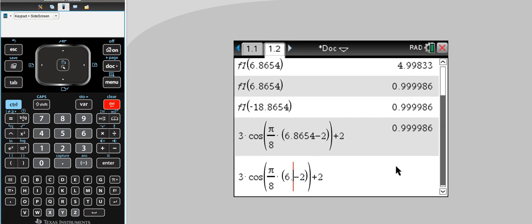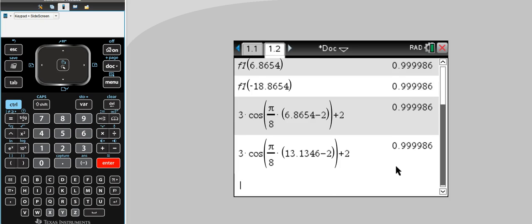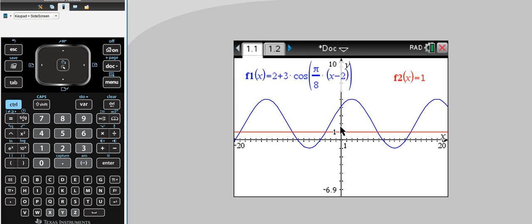Another one of my solutions was 13.1346. All of these should be giving me the same y value, which is 1. As I said, since my x value is rounded, my y value is not quite exactly 1. These are all different ways you can check your solution on the calculator. Do be able to do the graphical way, though, because I will be testing you on your ability to understand the graphical method.